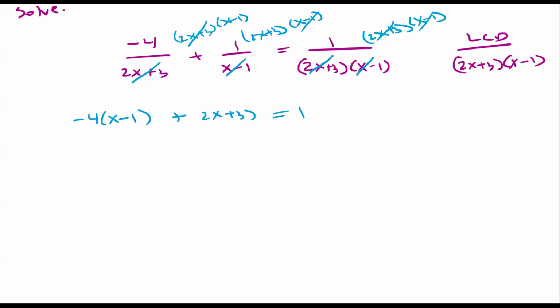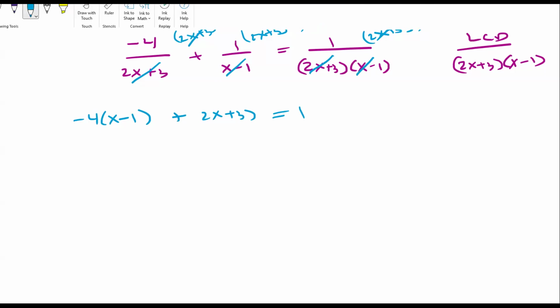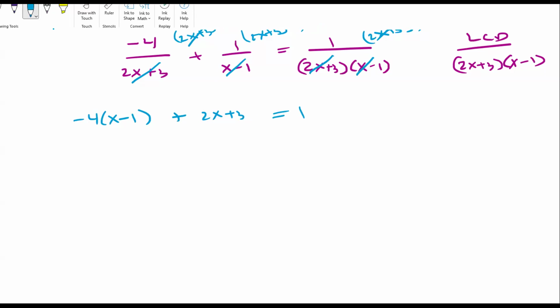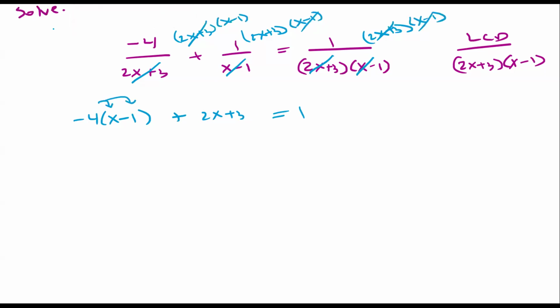Okay, I can just erase this part right here. So then the next step here is we're going to distribute that negative 4, so that gives us negative 4x plus 4 plus 2x plus 3 equals 1.